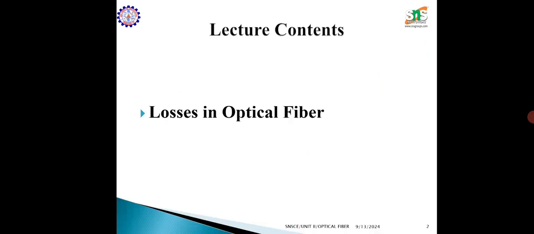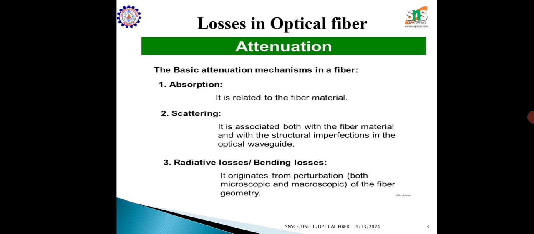So in this session, I am going to discuss the losses in optical fiber. Another name for losses is attenuation. Losses mean that when light propagates through an optical fiber, a small percentage of light can be lost through different mechanisms, so there can be a loss of data. It is called attenuation. Attenuation can be defined as the ratio of output power to the input power. Likewise we can calculate.